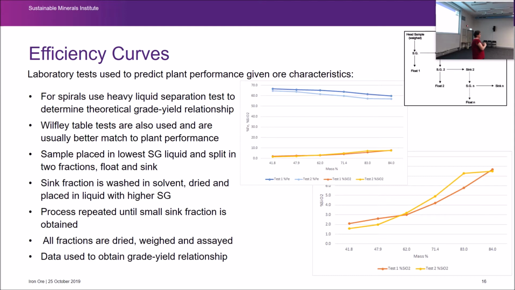The feed here is a similar head grade, but it was taken about 2 years apart. And you can definitely see that if you're aiming for a product of less than 5% silica, the amount of mass you can recover to concentrate is significantly less in the one example than the other. And that's really driven by the characteristics of the ore.